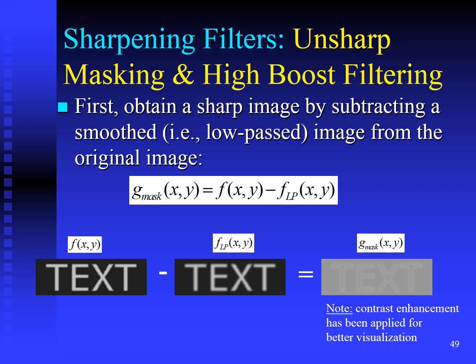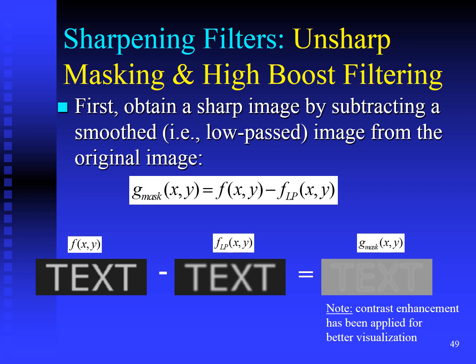Unsharp masking or high boost filter. First obtain a sharpening by subtracting a smooth. First you apply smoothing, apply a smoothing filter, low pass filter. Then you subtract it from the original image. So you will get a mask that is called sharpening mask.